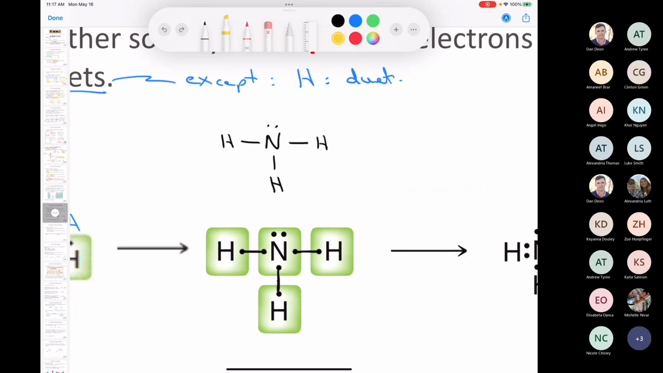Do each of the hydrogens have 2 electrons surrounding them? Yes. Each hydrogen has 1, 2 electrons surrounding it, 1, 2, and 1, 2. And so everybody is happy in this Lewis structure. And that would be the proper Lewis structure for ammonia.